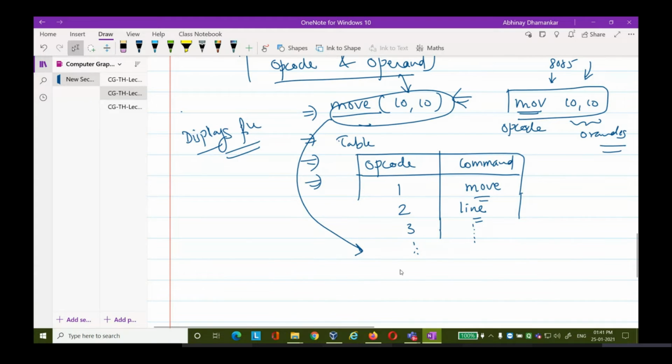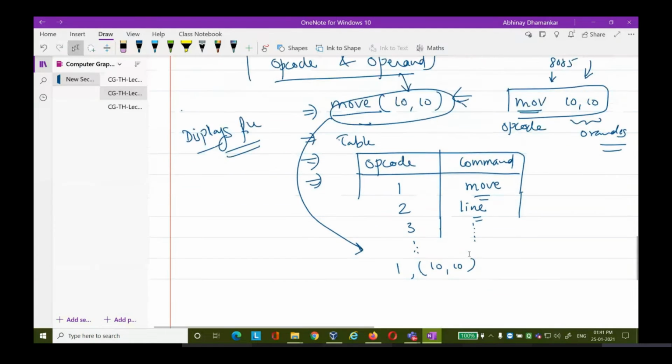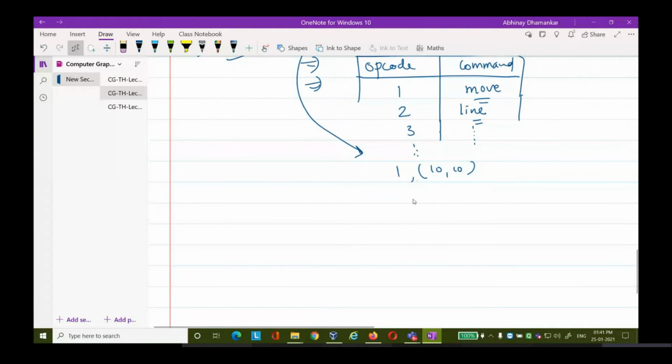Here, down the line: 1, 10, 10. Isn't it right? 1, 10, 10 like this. And suppose we want to draw a line. Second, draw a line from x2 y2 to x3 y3. Likewise, so second command, and give the line, I think 30, 30.